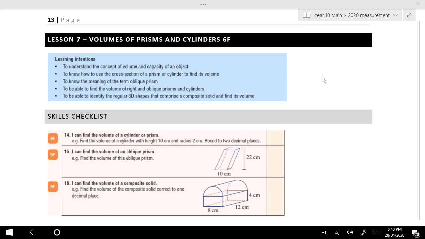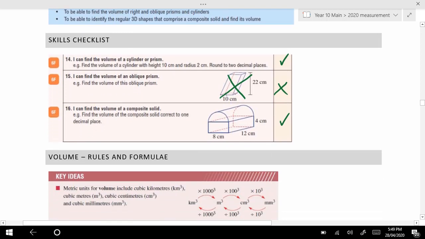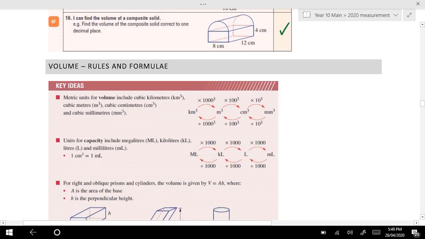Hi Year 10s. In this video I'm going to go through the last exercise, 6F, volumes of prisms and cylinders. We're going to look at the volume of a cylinder or prism, and it will also look at some composite shapes. We might give the oblique prisms a miss though, as really it's just a prism on its side, and it's much the same skills.